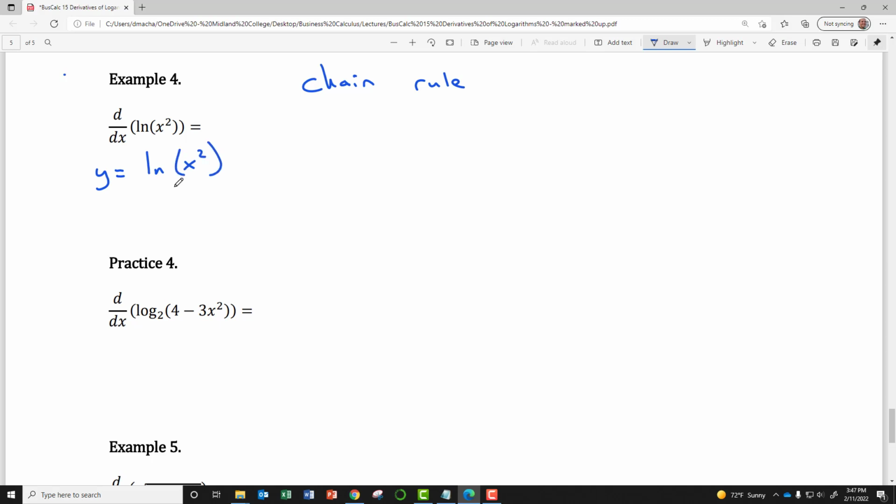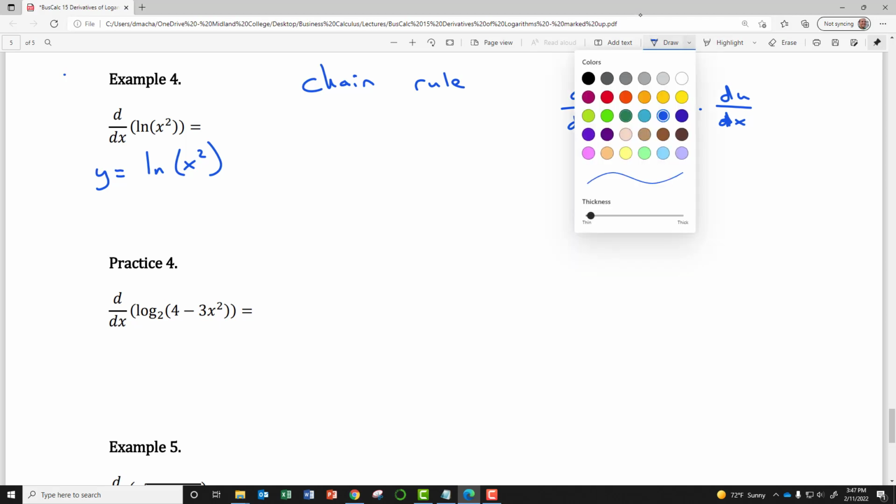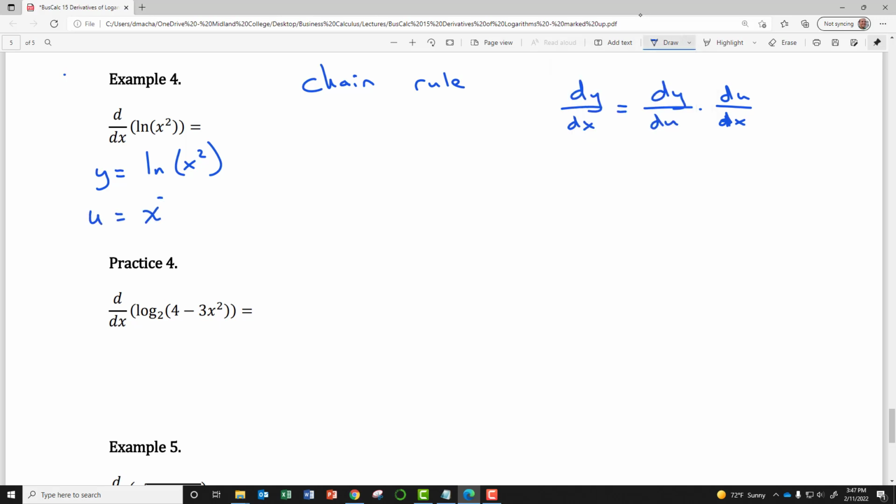And so whenever I take the derivative of y with respect to x, according to chain rule, I can take the derivative of y with respect to u times the derivative of u with respect to x, and I just get to decide what u is going to be. It's up to me to choose a really convenient choice for u. So let me just let u be x squared, because if I let u be x squared, now y is just natural log of u.